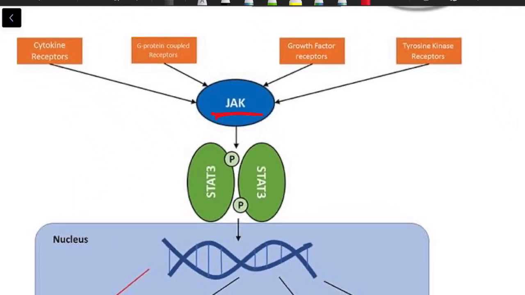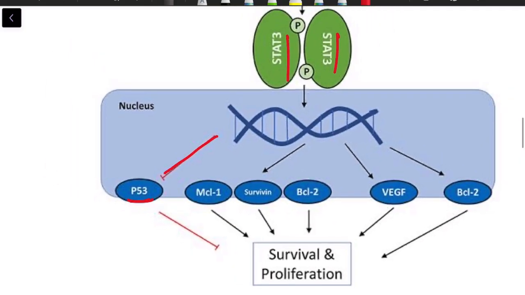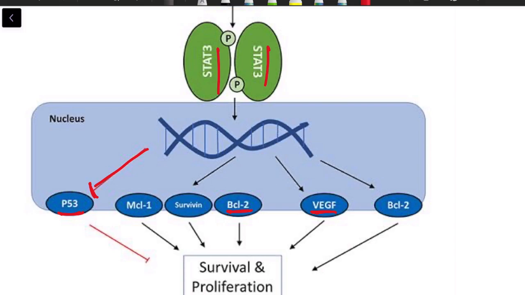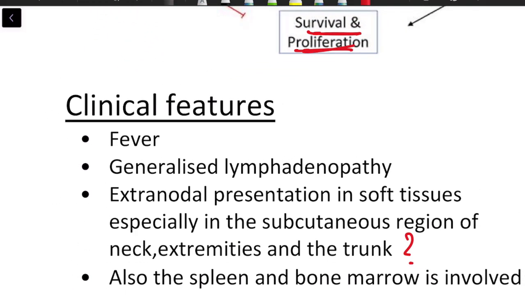Now, if I talk about the JAK-STAT pathway, then the JAK domain is activated by many things, and in this case it is activated by a chimeric protein, and this leads to the autophosphorylation of the STAT3 domain of the JAK-STAT pathway, and this leads to the suppression of P53. This red line here shows suppression. P53 is a tumor suppressor gene, so its suppression leads to neoplastic transformation. Also, there is increased stimulation of BCL2, which is an anti-apoptotic protein, and increased stimulation of VEGF, the vascular endothelial growth factor, which leads to increased survival and proliferation of the tumor cells, promoting neoplastic transformation.